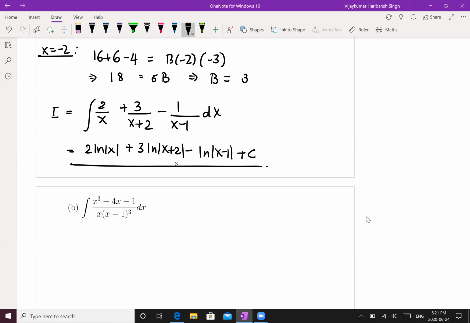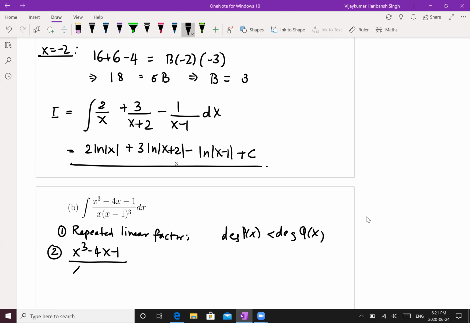So we have the integral of x cubed minus 4x minus 1 dx upon x into x minus 1 cube. So in the bottom you have what? You have a repeated linear factor. And also you should check that the degree of p of x is less than the degree of q of x, so that we don't have to perform any long division. We can directly write it down as follows: x cubed minus 4x minus 1 over x into x minus 1 cube equals a by x plus what? Now you have repeated factors here, so you have x minus 1 cube, so you have to write x minus 1 square plus x minus 1 cube.